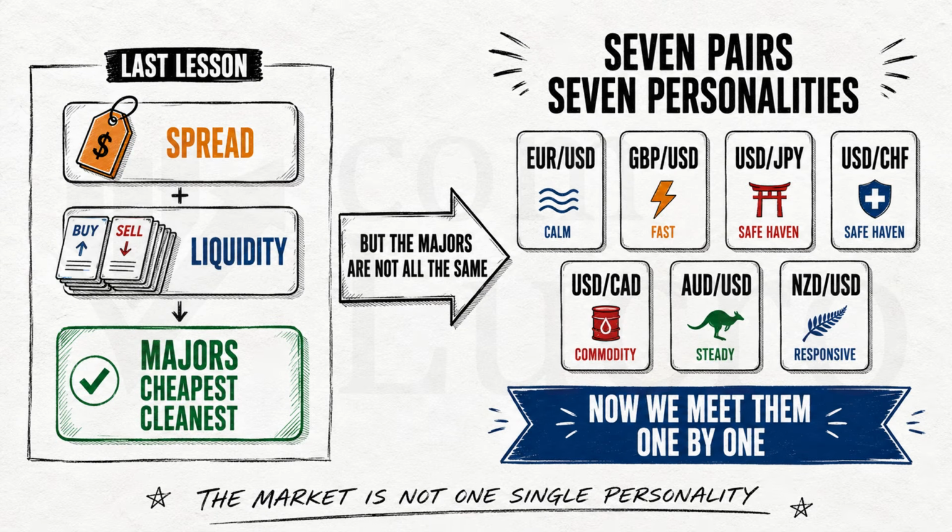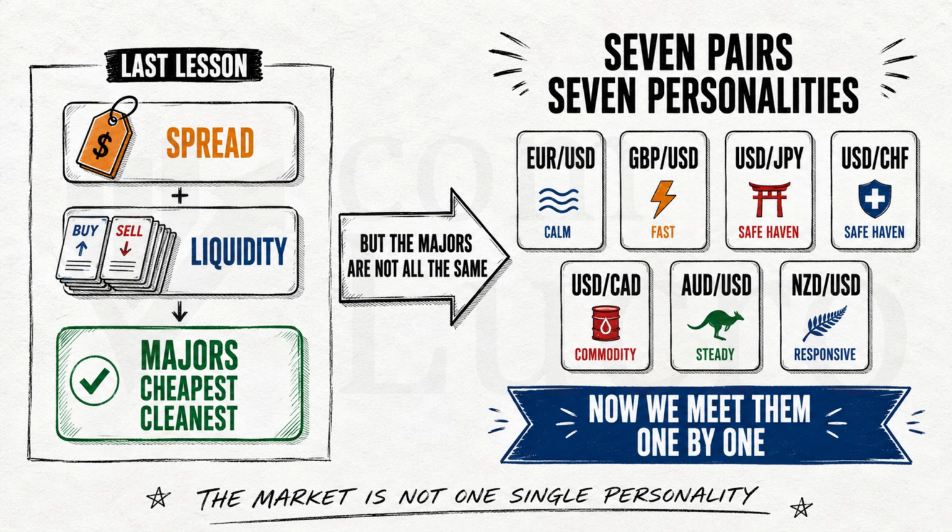So in the last video, we finally put a price tag on trading. The spread you pay on every single trade, and the liquidity that decides whether that cost is tiny or painful. And the whole point of that lesson was simple. The deep, liquid majors are the cheapest and cleanest place to be. But the majors is still a group of 7 currencies, wearing 7 very different faces.